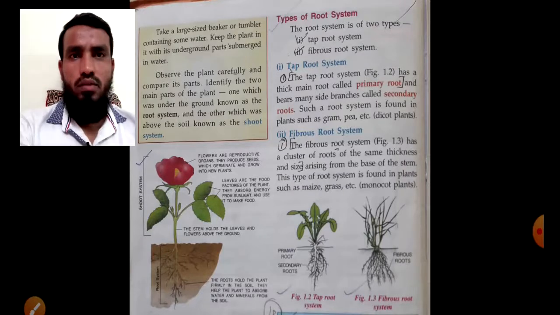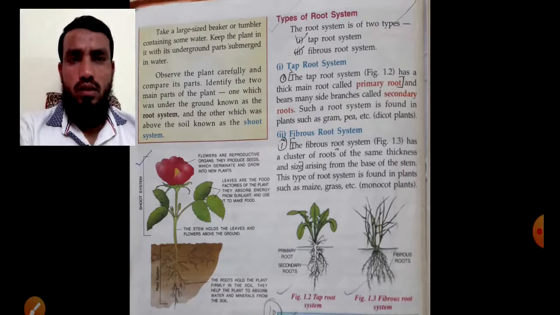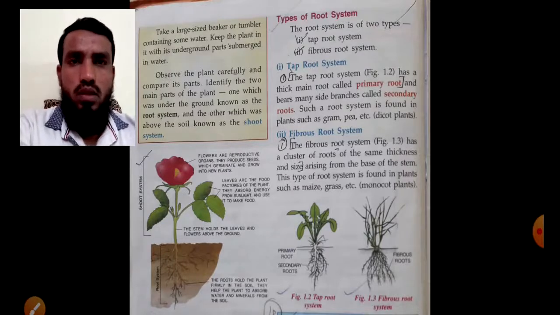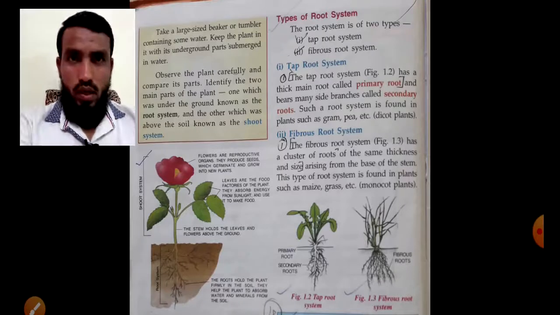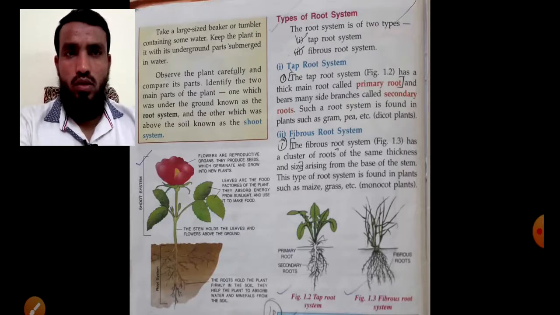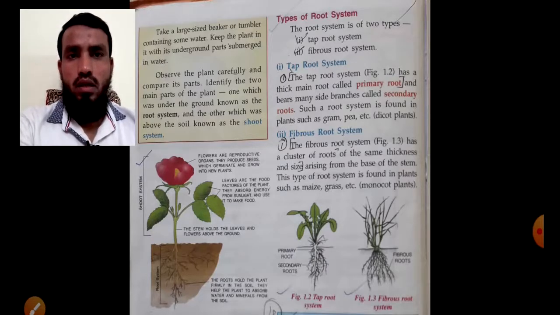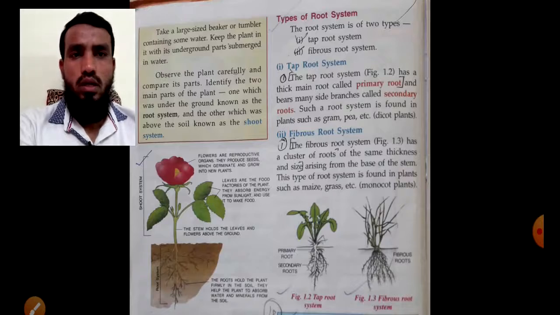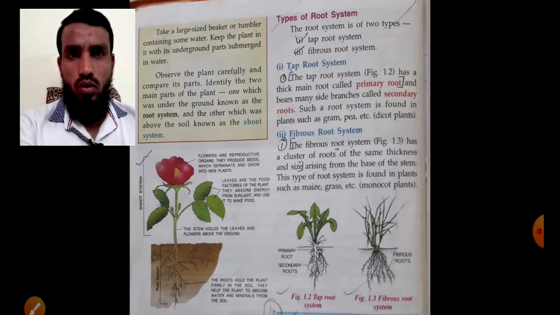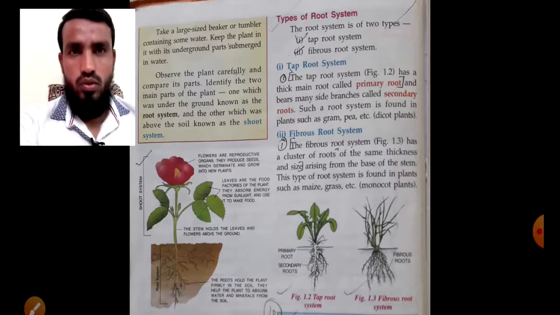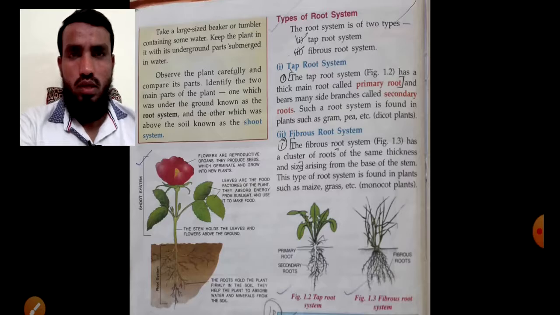Then observe the plant carefully and compare its parts, especially the roots. Compare what changes come into the plant after putting it into the water. Identify the 2 main parts. Number 1, the underground part, known as the root, and the other, which was above the soil, known as the shoot system. When you put it into the water, it is very clear: you can see the root and you can see the shoot. The part submerged in the water is called the roots.